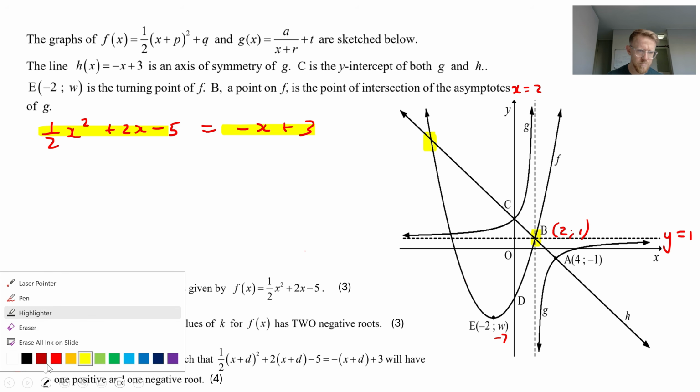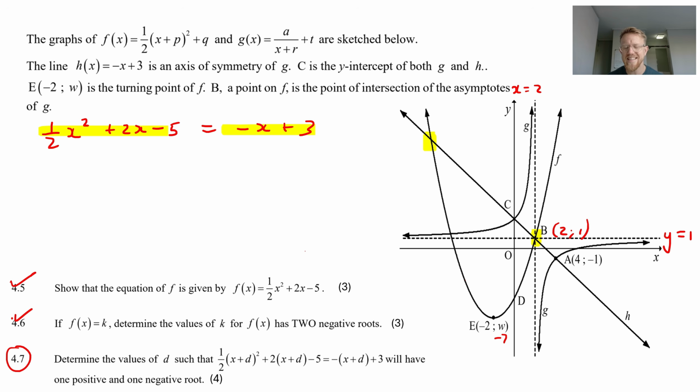Now, if you had to look at the x values at those places, here you would have a negative x value, okay? And then over here, you've got a positive x value. We know that the x value there is 2. So they want to know, how must we move these graphs left or right, both of them, so that we will have one positive and one negative root. So at the moment, they already have one negative and one positive root.